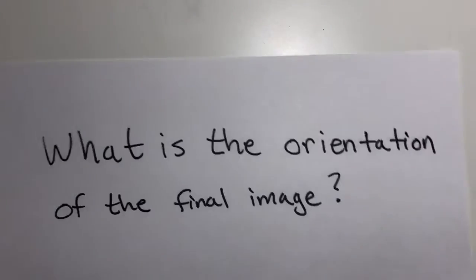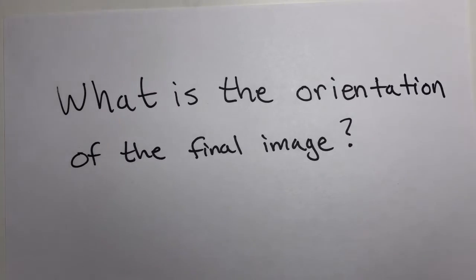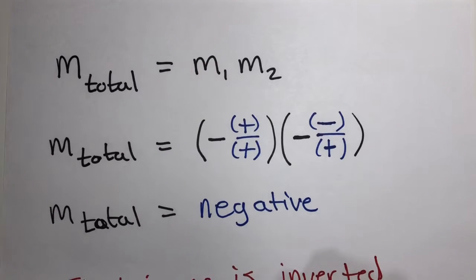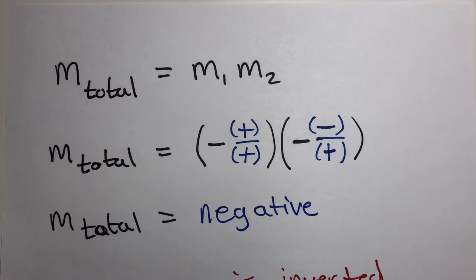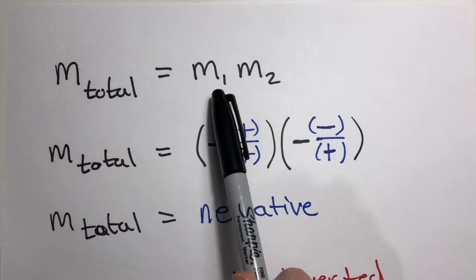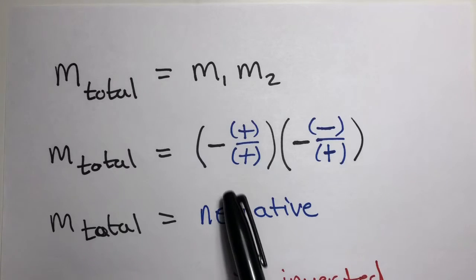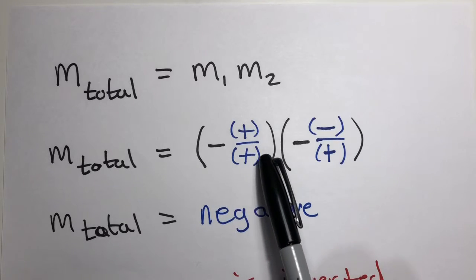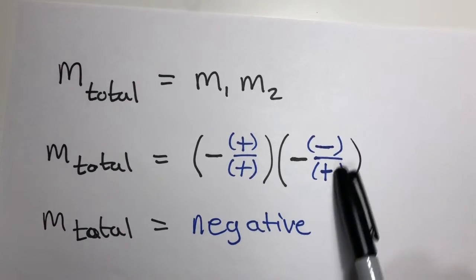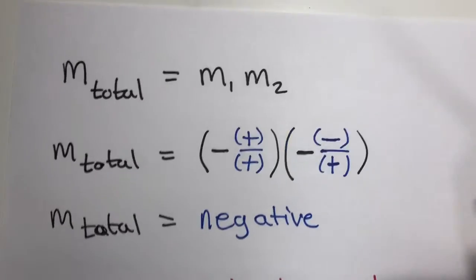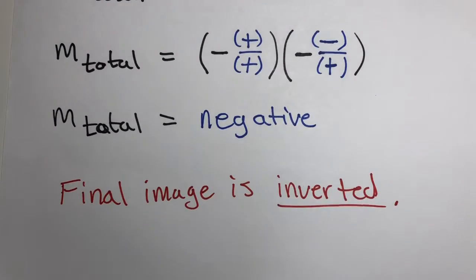And then the final part, what is the orientation of the final image? Well, like what we talked about before, we need to know the sign of the total magnification. So the magnification of the first lens times the second lens is going to be negative because you have a negative value and a positive value, which gives a negative. So the final image is inverted.